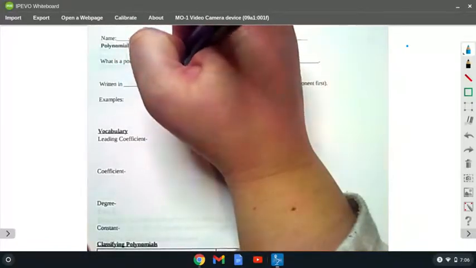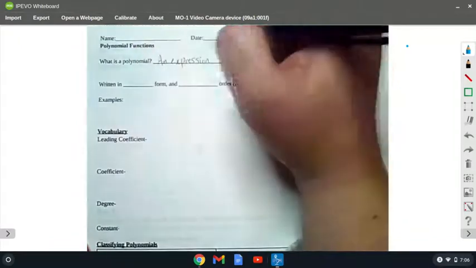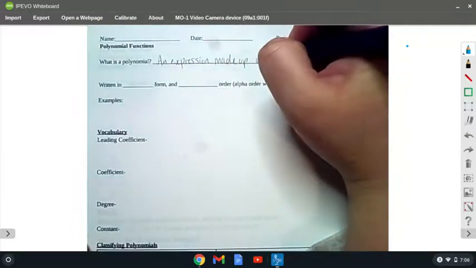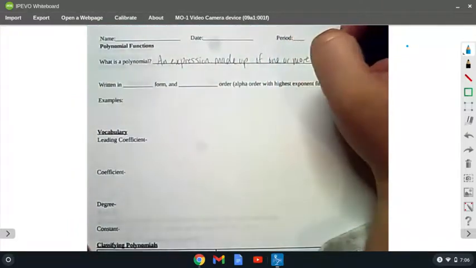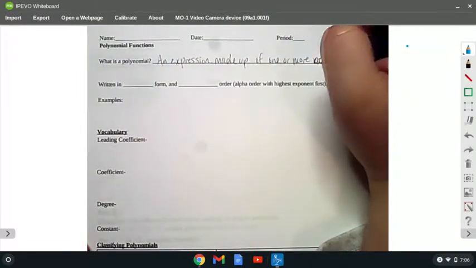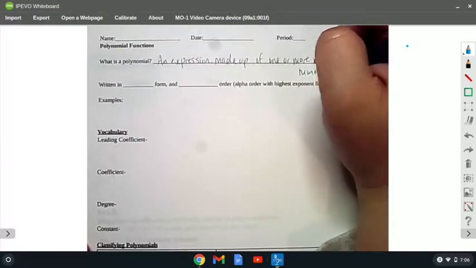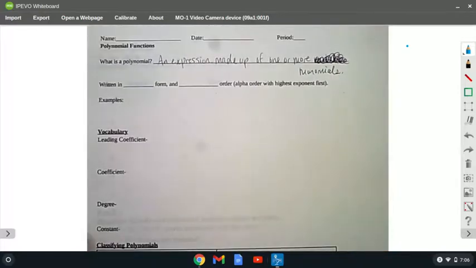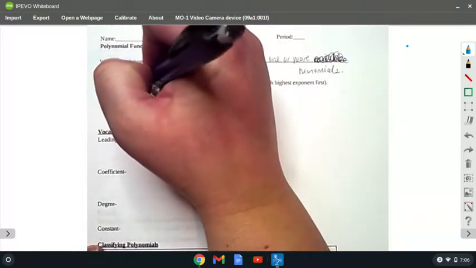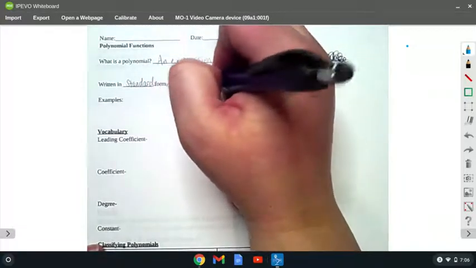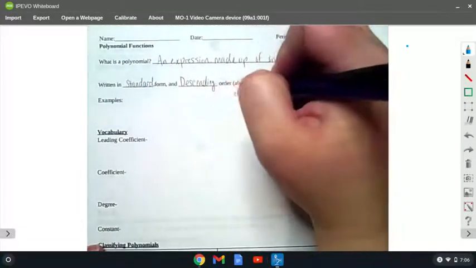It is an expression made up of one or more variables. One or more monomials. When we have polynomials, we always try to have them written in standard form and descending order of degree.